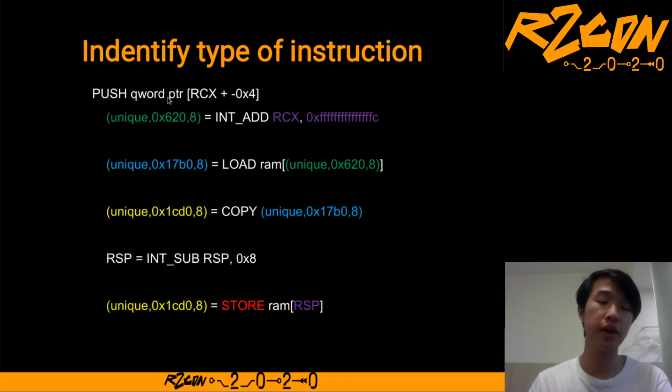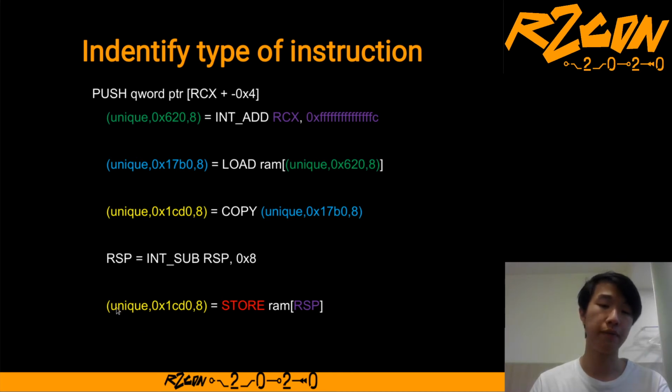But it doesn't explain how we actually work, so I prepared an example. This instruction is absolutely a push. The key P-code is the last one. It stores something into a memory space whose address is specified by RSP, and the value put into this place is a unique var node.